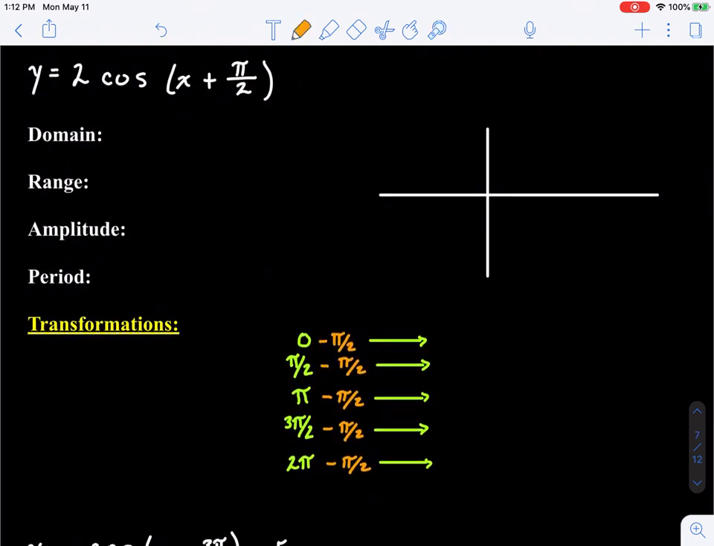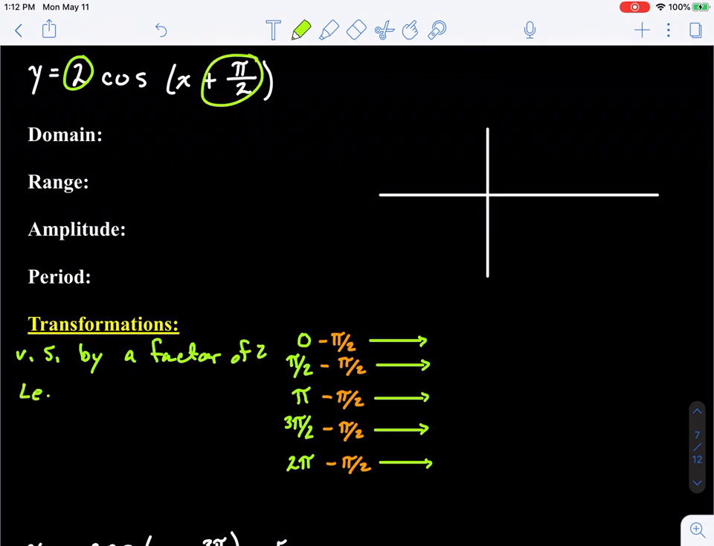All right, let's look at the next one. We've got 2, which is a vertical stretch by a factor of 2. And then we have this, which is left pi over 2. All right, so central axis is not changing because we're not shifting up or down.